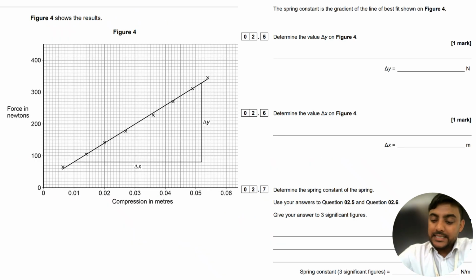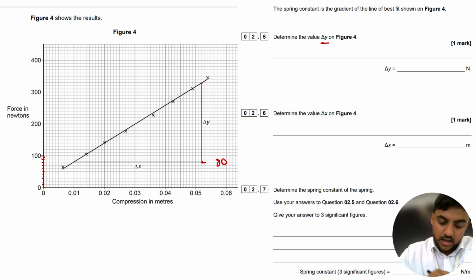The spring constant is the gradient of a line of best fit shown on figure 4. Determine the value of delta y. That means change in y. It's already labeled here from here to here. That is 80. Well, how do I know it's 80? Because I've got the mark scheme here, but also because there are 10 squares in between 0 and 100. So this has to be 10, 20, 30, 40, 50, 60, 70, 80, 90, 100.